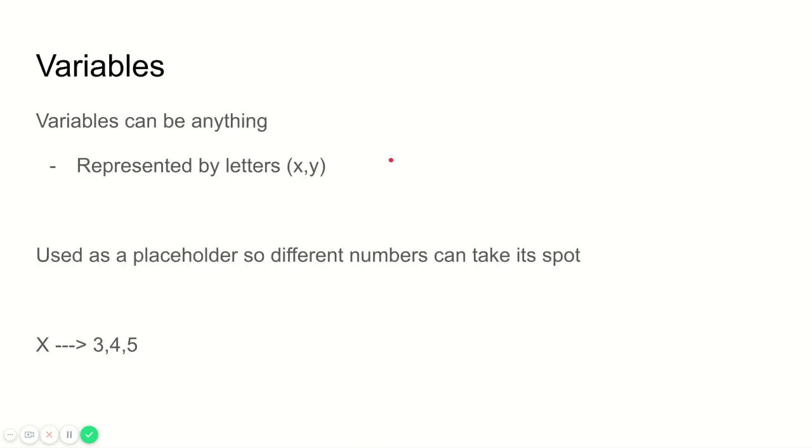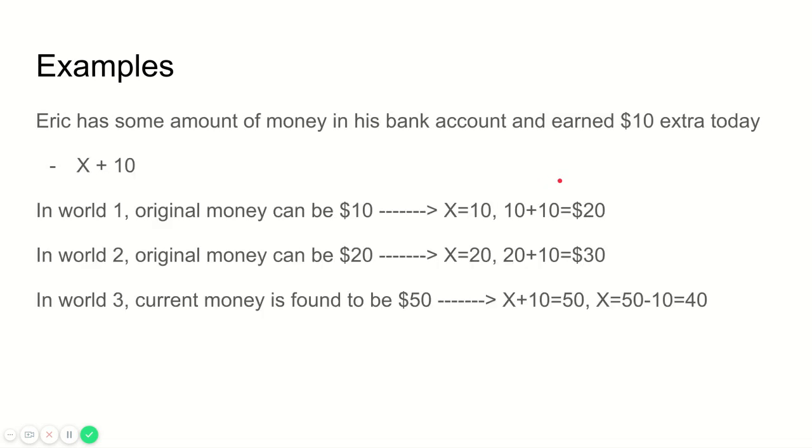So what are variables? Well, essentially they can be anything since they come from the word vary. They are represented by the letters X and Y, usually, as they're most used inside of algebra and using from graphs and linear equations and stuff like that. And it's basically just a placeholder so many different numbers can take its spot. For example, X can become 3, 4, or 5, or different numbers depending on its situation. So what types of situations are there?